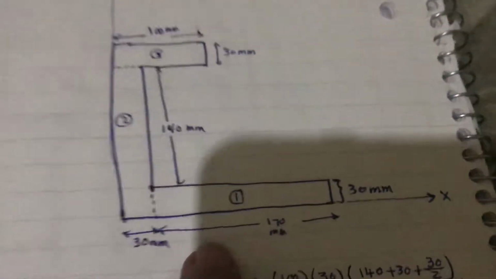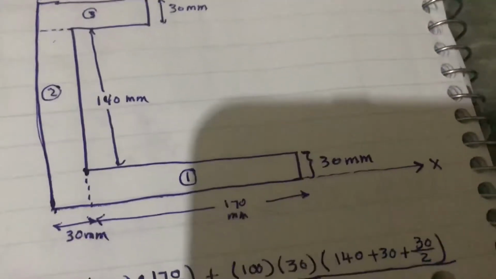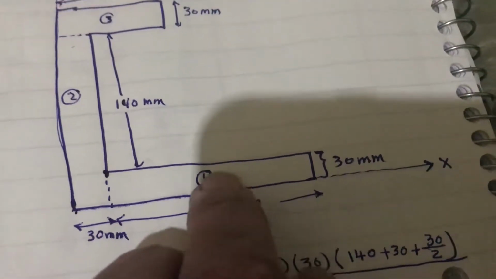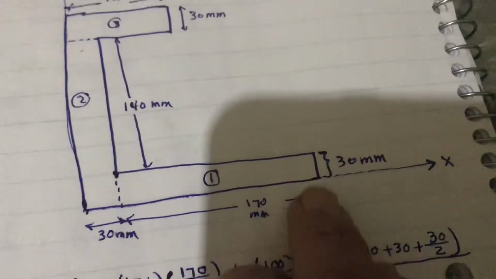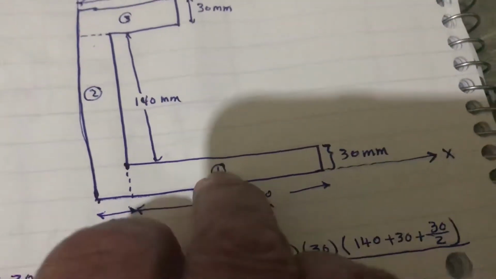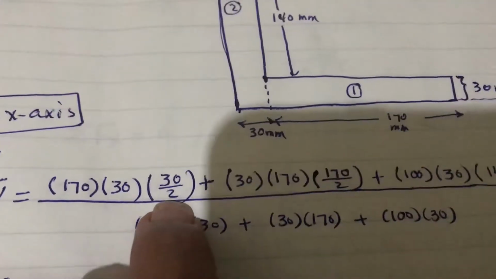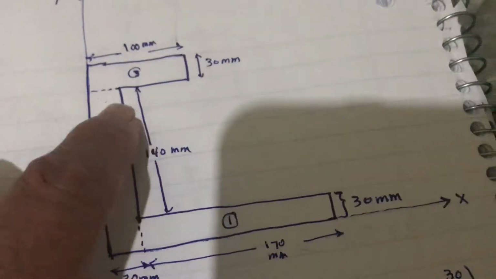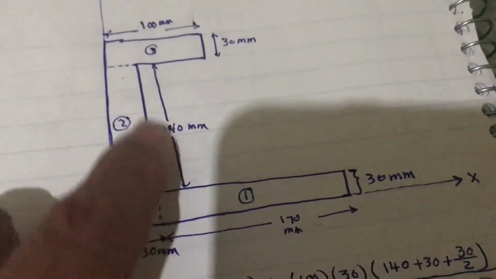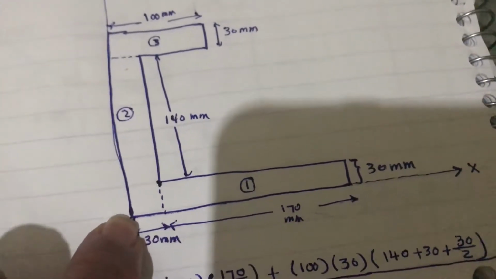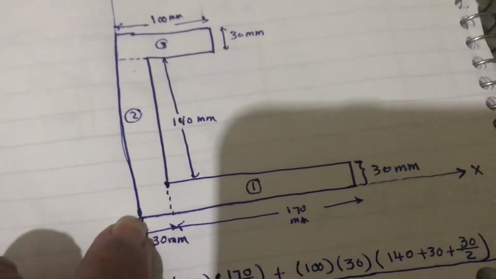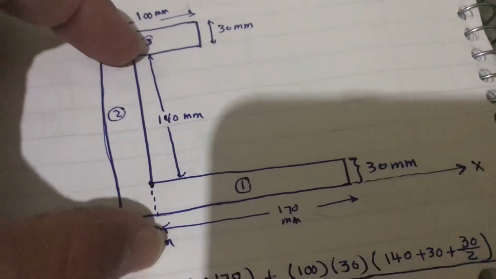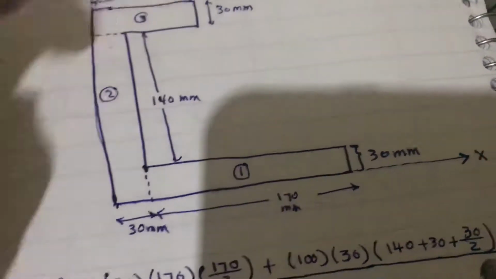So we should find the area of this, 170 times 30, times the centroid, the distance of the center of this shape from the x-axis, 30 divided by 2. It's like a rectangle, so it's in the middle. Then this shape, 140, and we just make it all the way complete, 140 plus 30, so 170, times the thickness, 30.